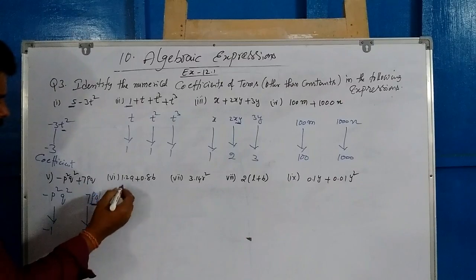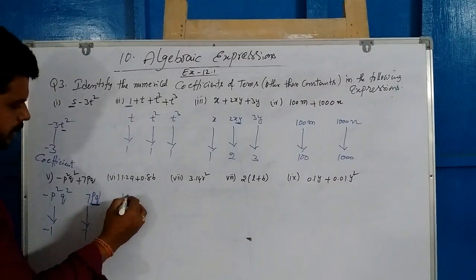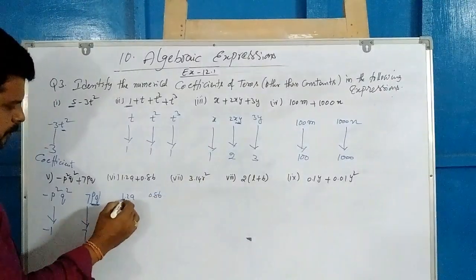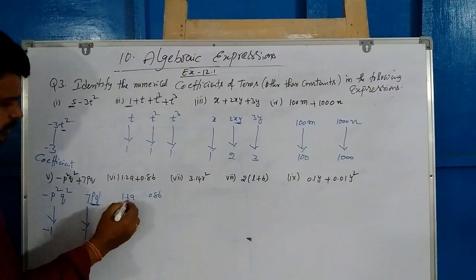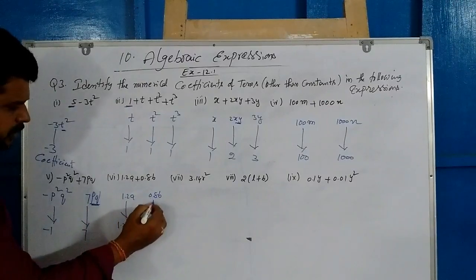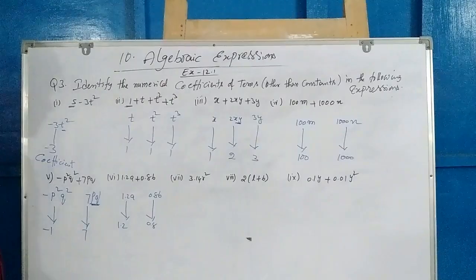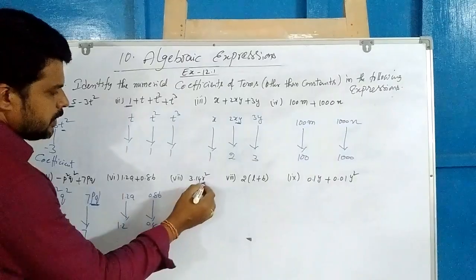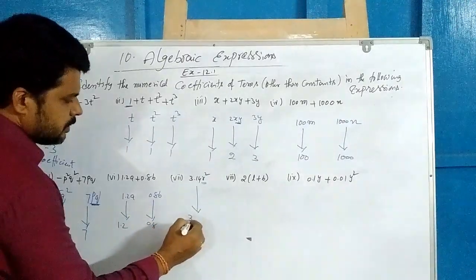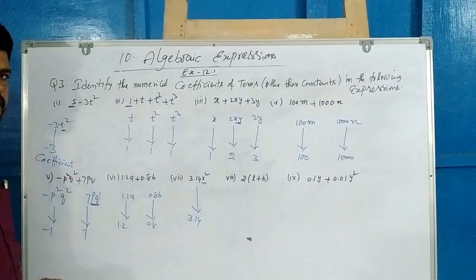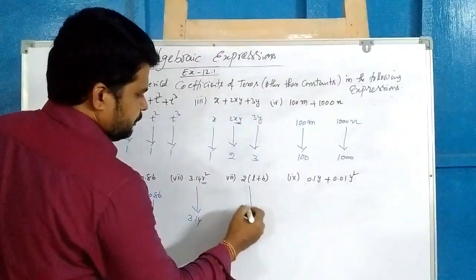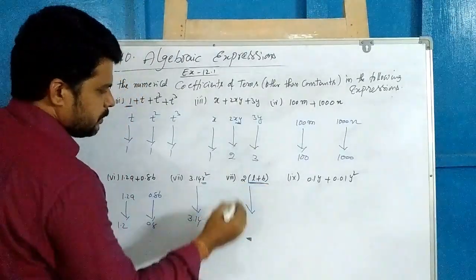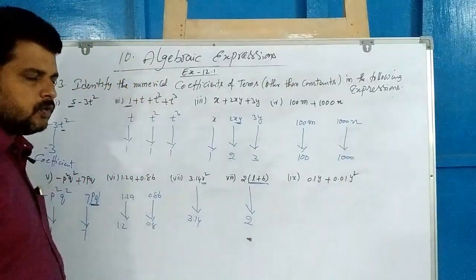7. Here also, 1.2a is one term, 0.8b is another term. So first one, 1.2 into a. So coefficient of a is 1.2. Coefficient of b is 0.8. Here we have 3.14 into r square. What is the variable here? r square. r square is multiplied with 3.14. So 3.14 is the coefficient. Eighth one, 2 into l plus b. l plus b is the variable. So what is the multiplicative number? 2. 2 is the coefficient.